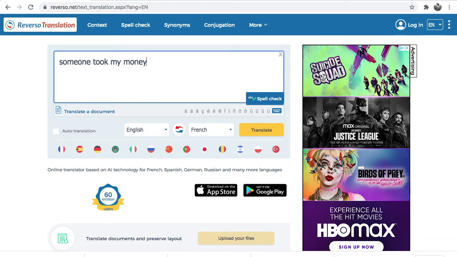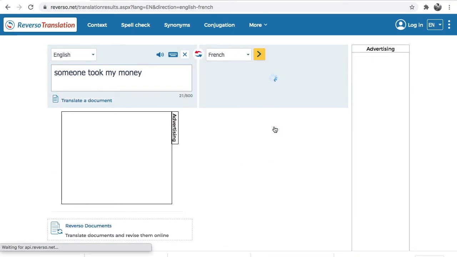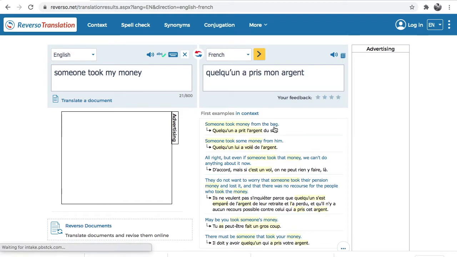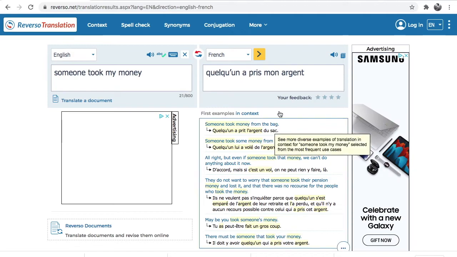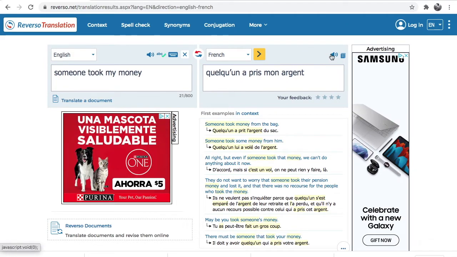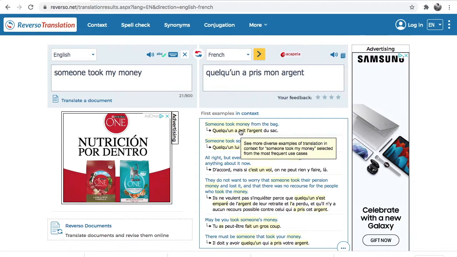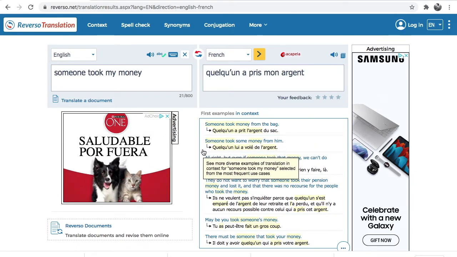We would translate that and the response would be there. Quelqu'un a pris mon argent. Mon argent. I'm so sorry, it's so terrible. But let's listen. You can listen right here.